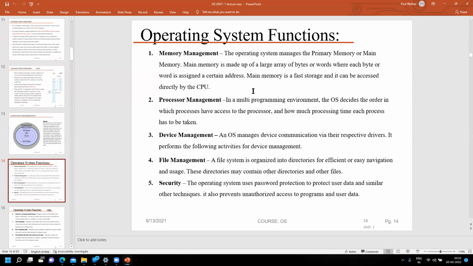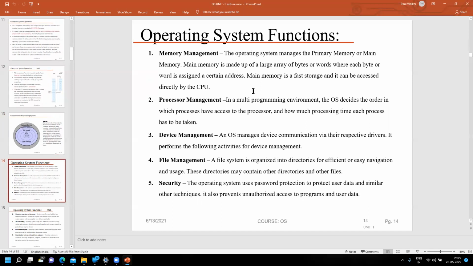Processor management. In a multi-programming environment, the OS has to decide how much processing time is taken by each individual task. This is called processor management. Device management. It is capable of coordinating the device drivers, and all the activities are based on device management.